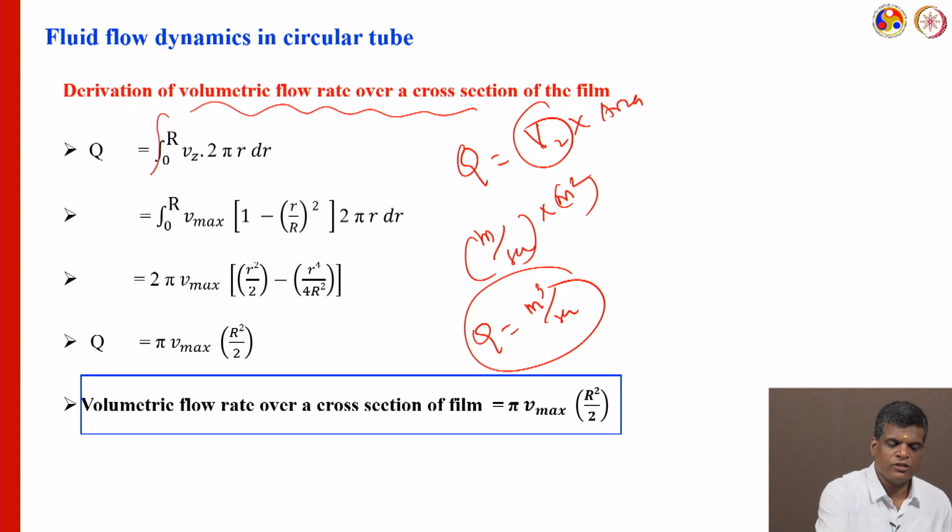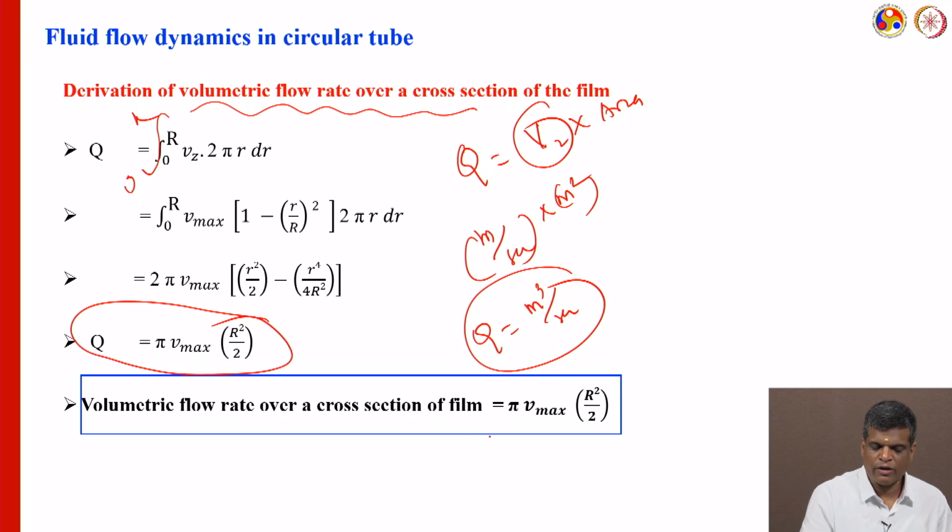Anyway, then you have to integrate from 0 to r. After integration and rearranging, we get Q equal to pi V max r square by 2. That is Q, the volumetric flow rate here.